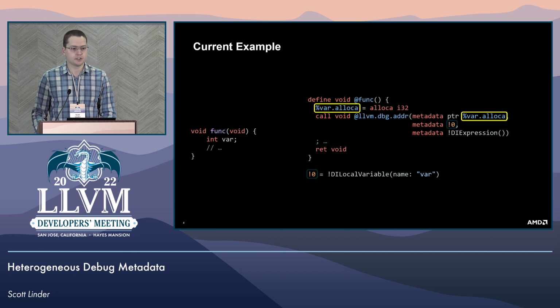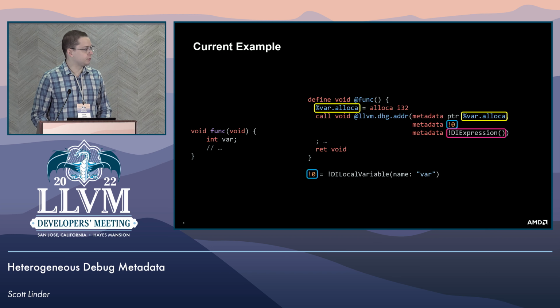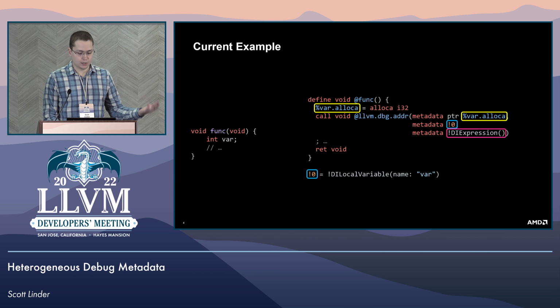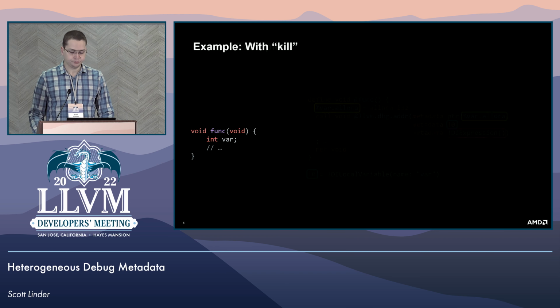The second argument ties it to the source variable, in this case, var. And the final argument, when evaluated with the first argument as its input, gives you a location for that variable. In this case, it's an empty expression, and there's an implicit interpretation that gets used. But this seems hopefully straightforward enough. But what happens if the variable moves or it becomes unavailable at some point?